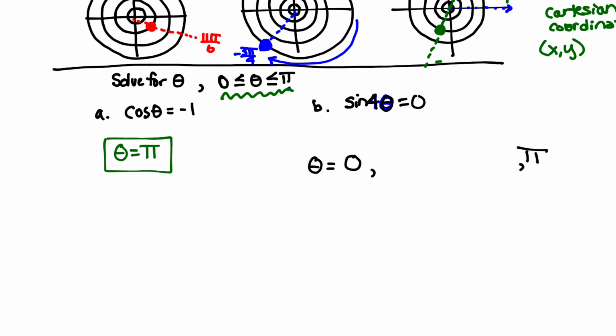Ooh, there's some more in there. James. Pi over 4? Pi over 4. Why does pi over 4 work? Let's check it. Because the sine of 4 pi over 4 is just the sine of pi, and the sine of pi is 0. Very nice. How about else? Give me some more.